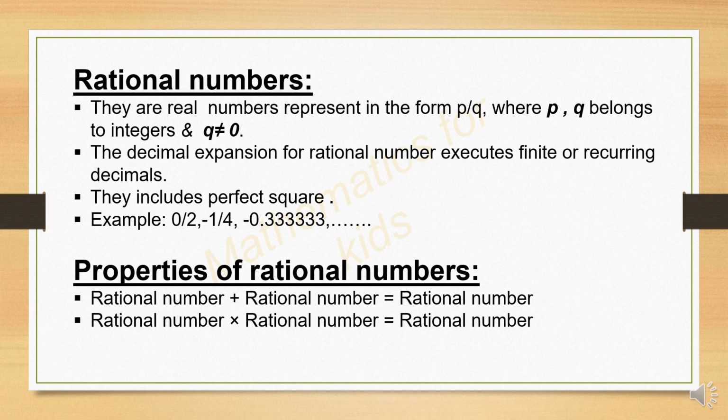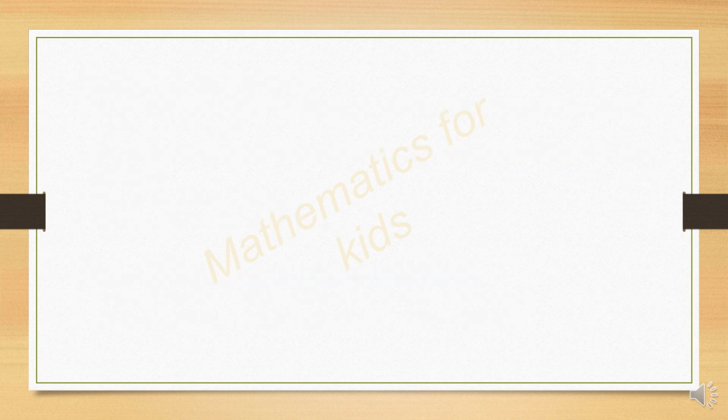Properties of rational numbers. When we add two rational numbers or when we multiply two rational numbers, the result will always be a rational number.